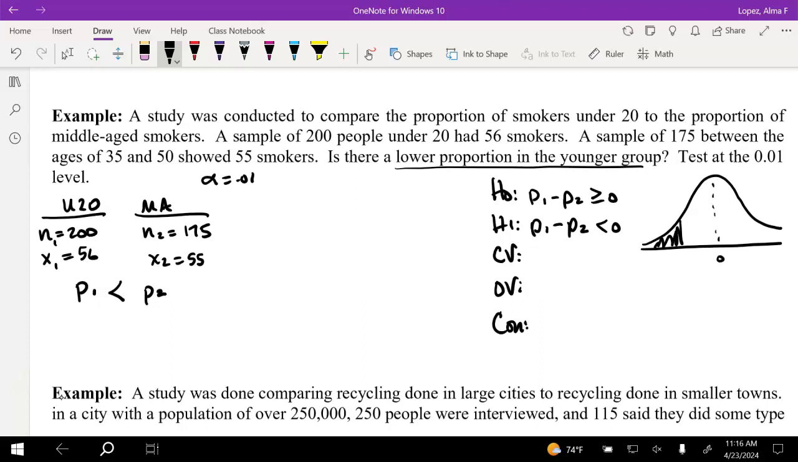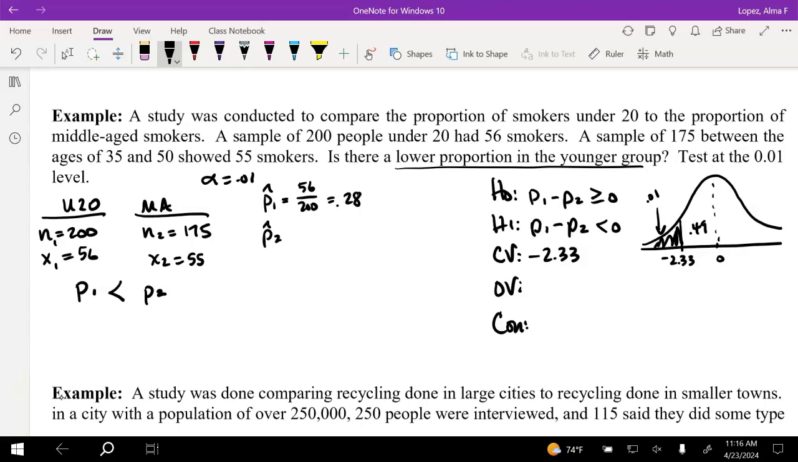To find that z-score, we take our alpha, 0.01. I find the area from 0 to this point, 0.49. I've done that one before, and because it's on the left, I'll call it negative, so negative 2.33. I need to calculate a few values, so let's do that next. I need p hat 1. That's 56 over 200, which is going to give me 0.28.